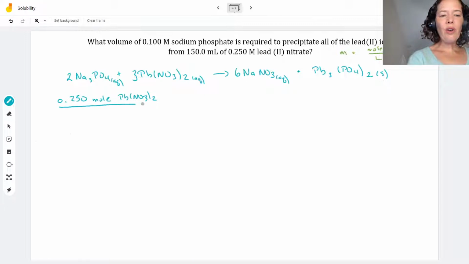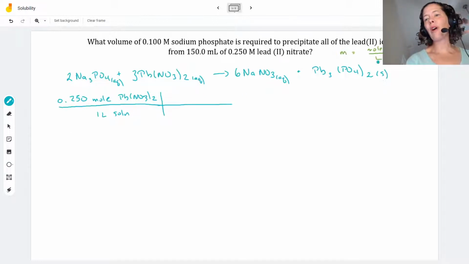And that is over 1 liter of solution. Just so you know where I got those units from, those are the units of molarity. If I take this and multiply it by my volume, I'm going to have to convert to liters. That will give me my moles of lead nitrate.